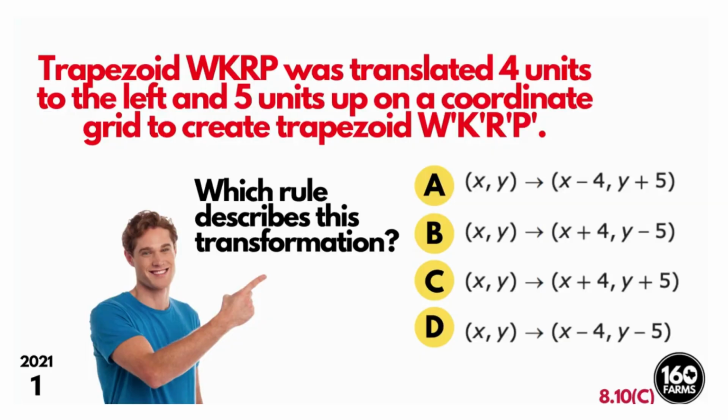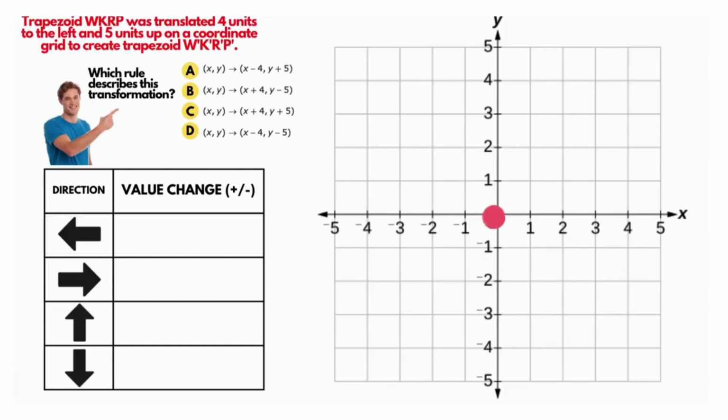Trapezoid WKRP was translated 4 units to the left and 5 units up on a coordinate grid to create trapezoid W prime, K prime, R prime, P prime. Which rule describes this transformation? We're looking at translations, so let's talk a little bit about translations and what exactly that means.